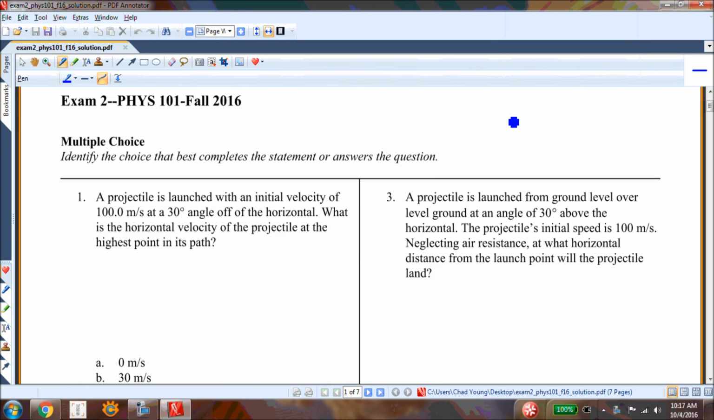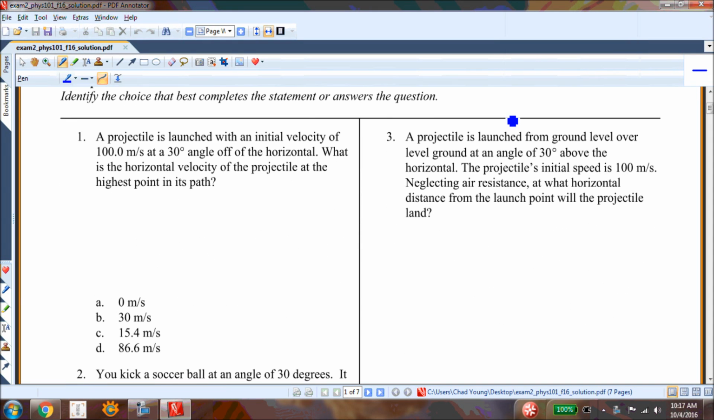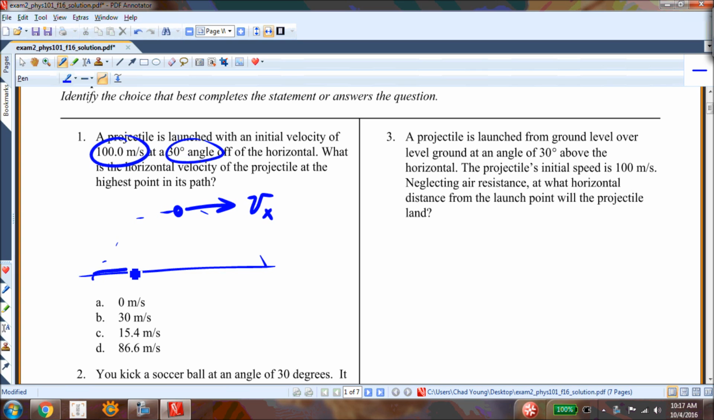Okay, this is exam 2 for physics 101. A projectile is launched with an initial velocity of 100 meters per second at 30 degrees off the horizontal. What is the horizontal velocity of the projectile at the highest point? So we're looking at the horizontal velocity up here, that's Vx, and I just want to recognize that it's equal to V naught x. So I really just need to find V naught x. That's going to be V naught, which is 100, times the cosine of 30. And that's equal to 86.6.